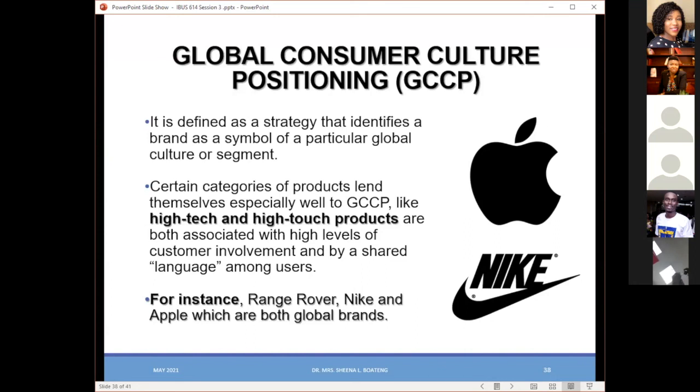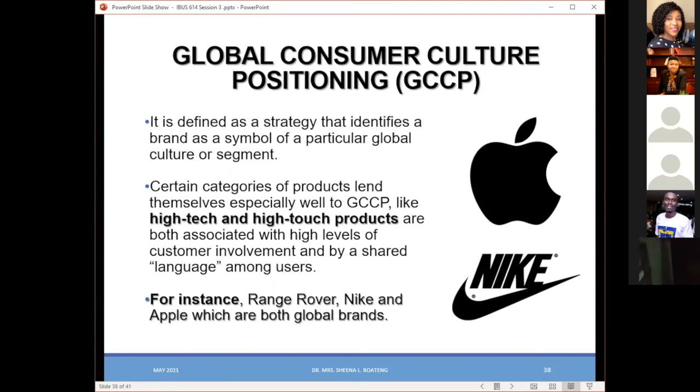So just like the iPhone, you can see that certain categories of products lend themselves to this global consumer culture, like high-tech products, including the iPhone, right? And high-touch products, like sneakers and makeup, which are both associated with high levels of consumer involvement. And they have a shared language among users. So the iPhone is now part of consumer culture. If you want to be seen as part of the culture of high-tech people who invest in high luxury and of a particular status when it comes to the use of cell phones, then you have to own an iPhone.